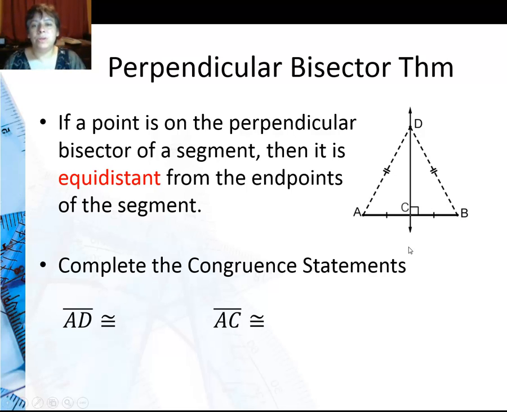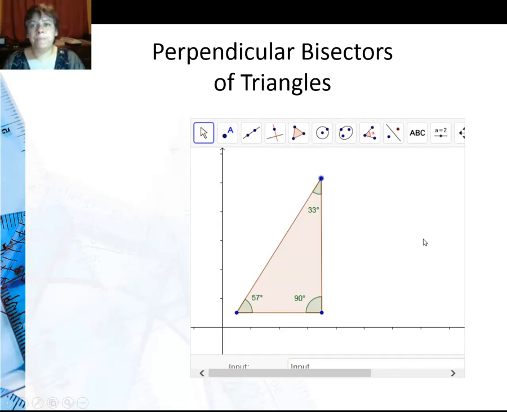So if I was going to do the congruence statement, I could say that this length here, AD, is going to be the same as DB. So AD and BD are congruent. C, this one is a little easier because C is the midpoint, so it's pretty obvious that AC and BC are also congruent. Now we're going to take a look and actually create some perpendicular bisectors.